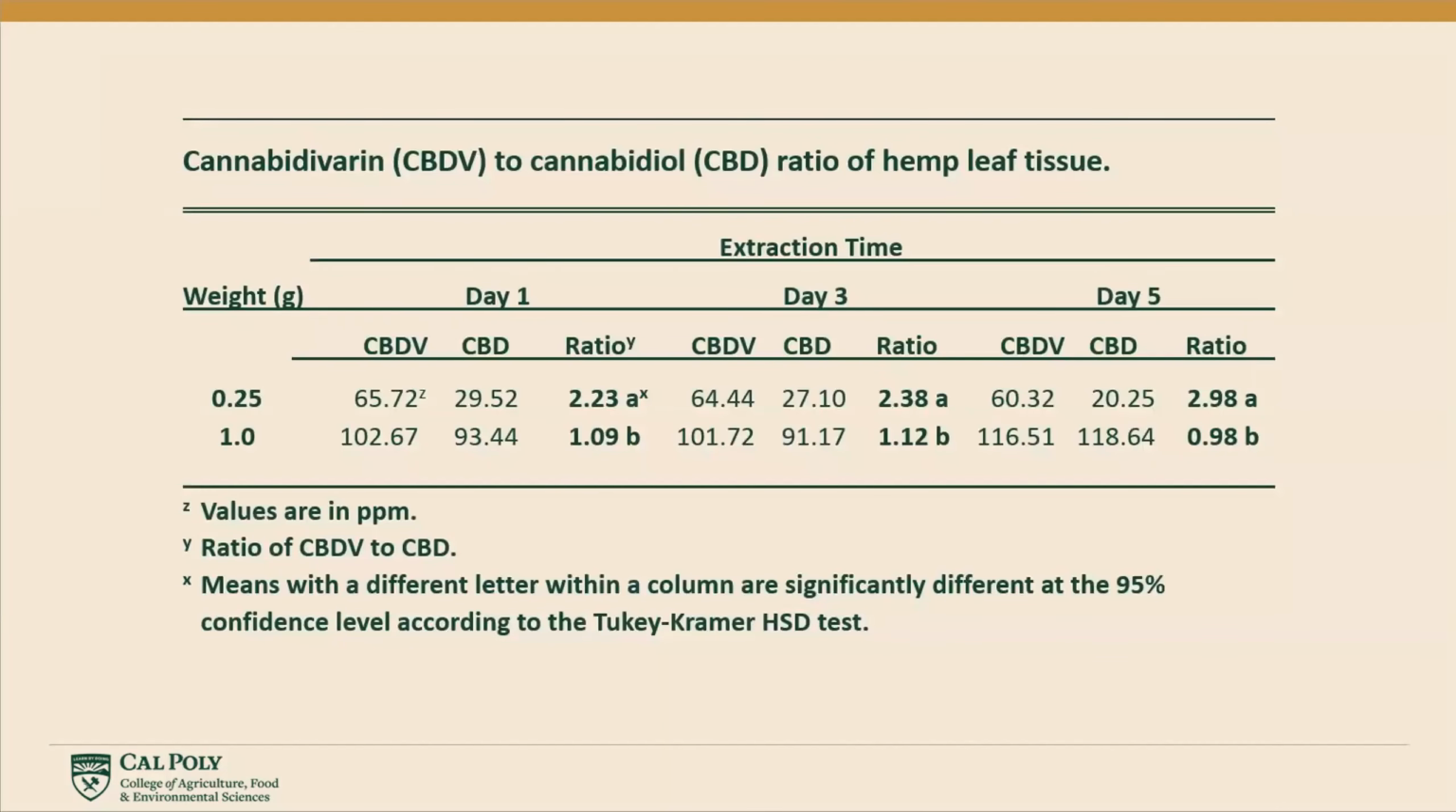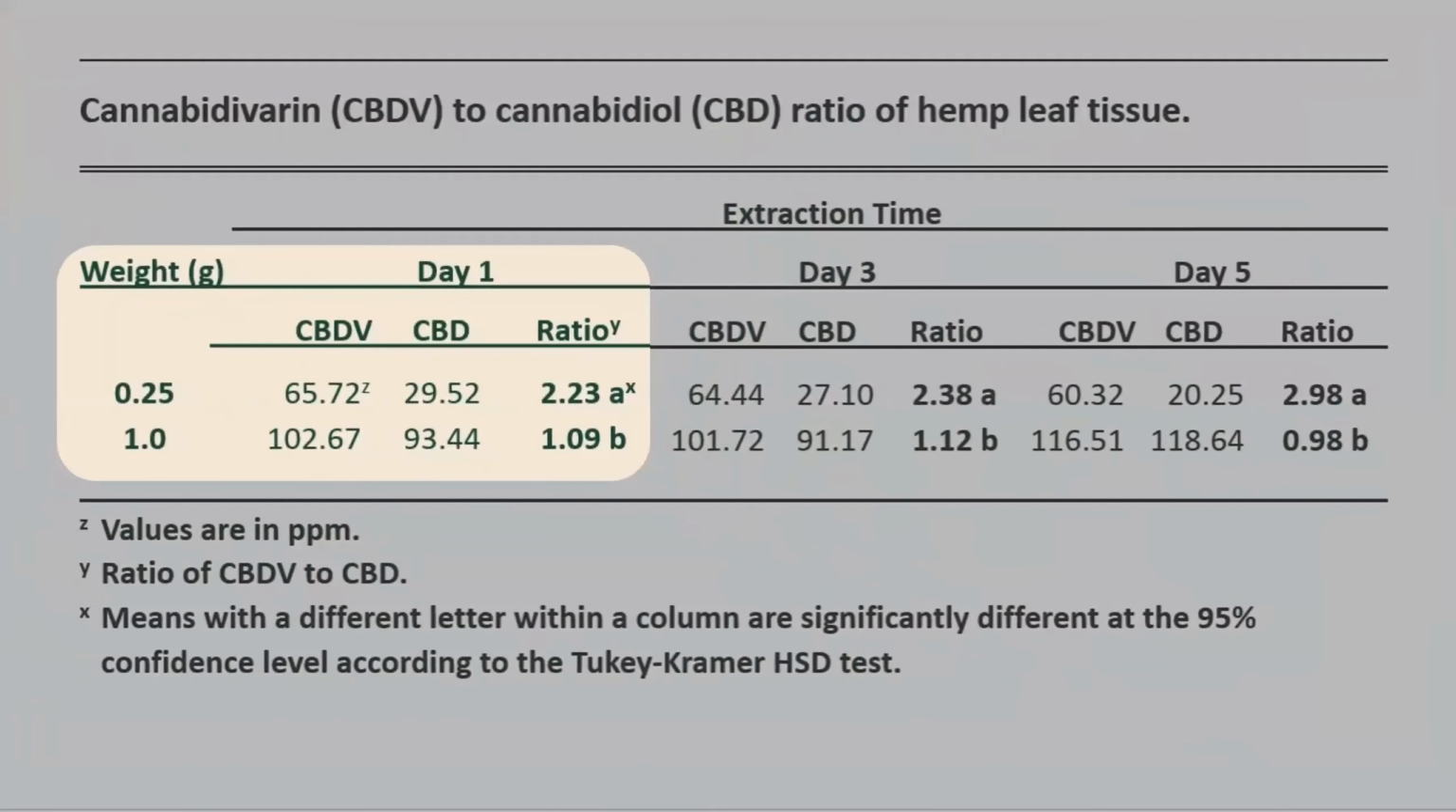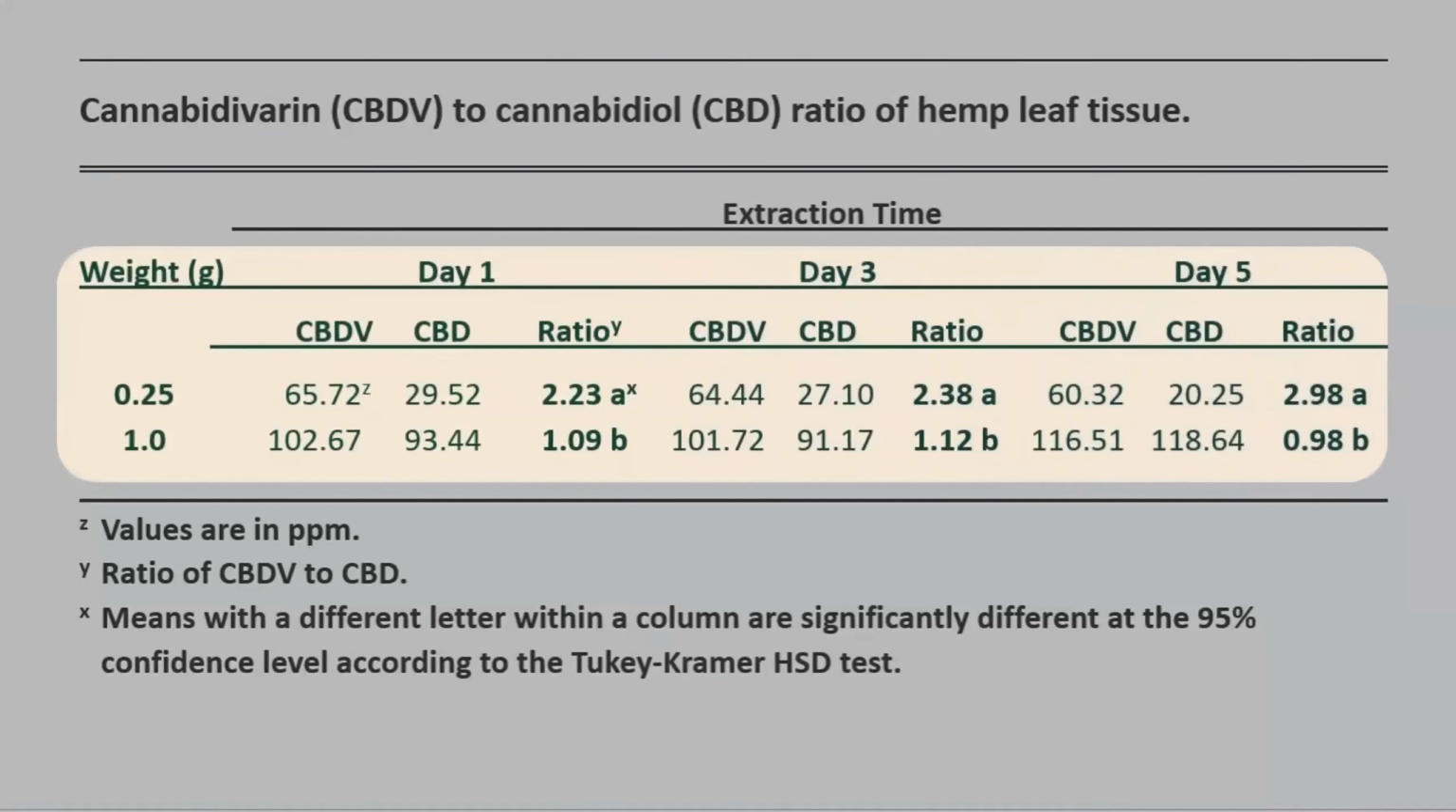Now looking at the ratios between CBDV to CBD for leaf samples, there was a common trend that the 1/4 gram samples had higher ratios of CBDV to CBD than compared to the 1 gram samples. As you can see, after 1 day of extraction, the ratio in 1/4 gram samples was more than twice that in the 1 gram samples. This was also seen for day 3 and 5 of extraction, with the largest gap seen on day 5, with almost a 3-to-1 ratio CBDV to CBD.